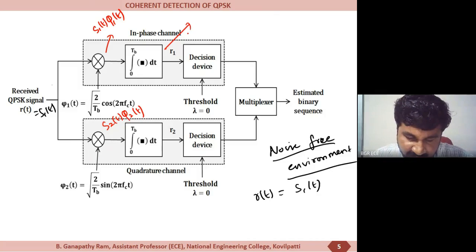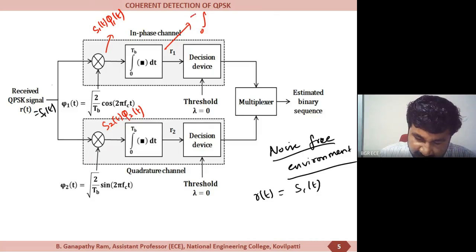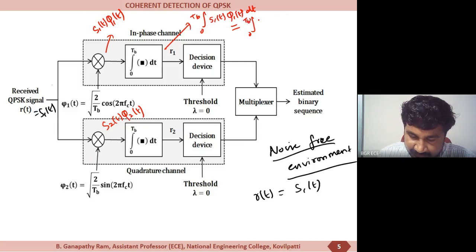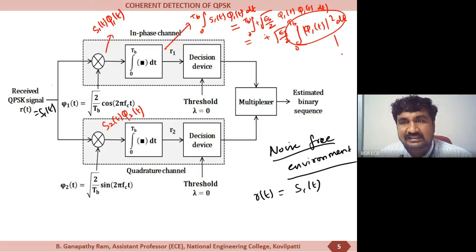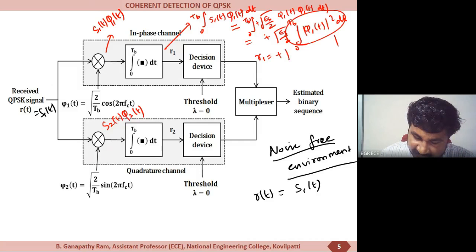And the output of the in-phase channel is the integration of 0 to Tb of S1 of t phi1 of t dt, which is equal to the integral of 0 to Tb, where S1 of t can be written as plus square root of Es by 2 phi1 of t dt. And the integral of phi1 of t whole square dt from 0 to Tb is nothing but unity. Hence, the energy of the orthonormal basis function is 1. So, the value of R1 is equal to plus square root of Es by 2.